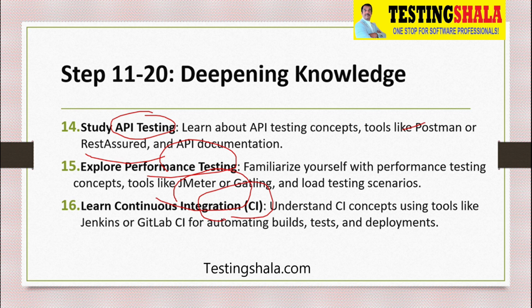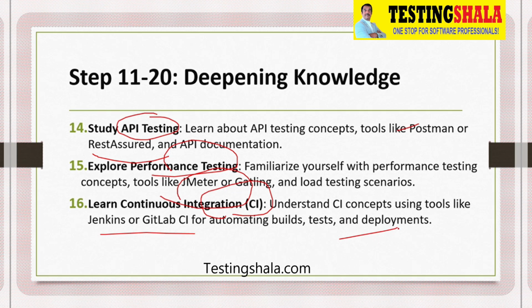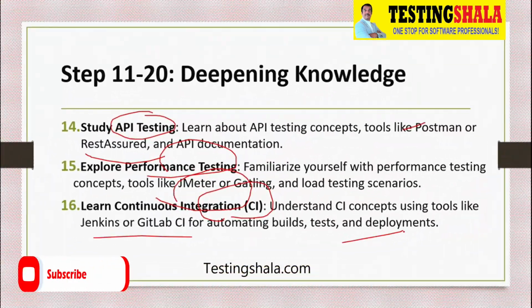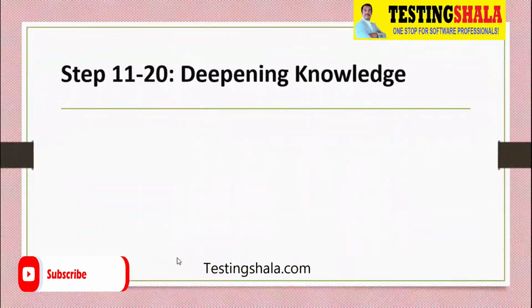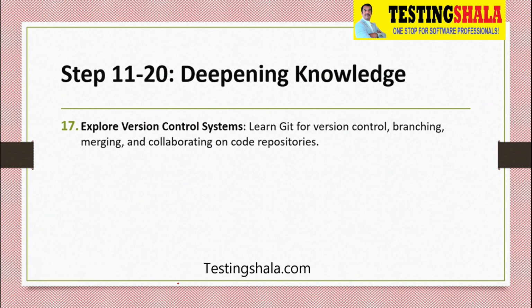Continuous integration is a concept you must understand, and you should also have a good understanding of how to use Jenkins or GitLab continuous integration for automating building and testing, as well as deploying, by using this continuous integration technology. And the 17th aspect is, you should be well versed with version control systems, where you should learn about Git for version control, branching, merging, and collaboration on the code repository.